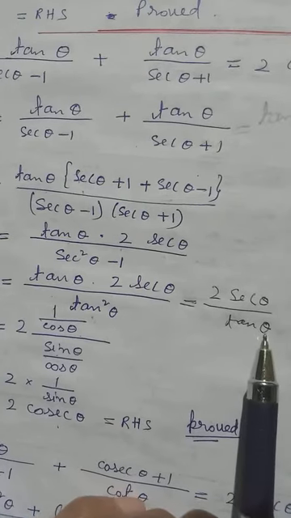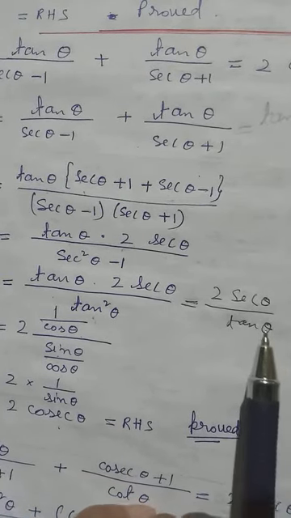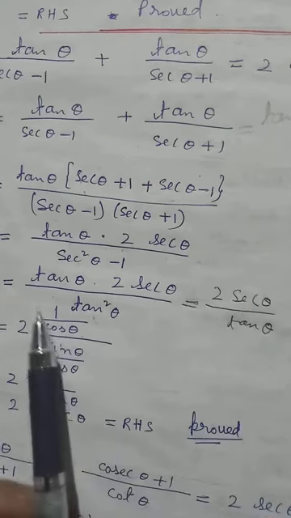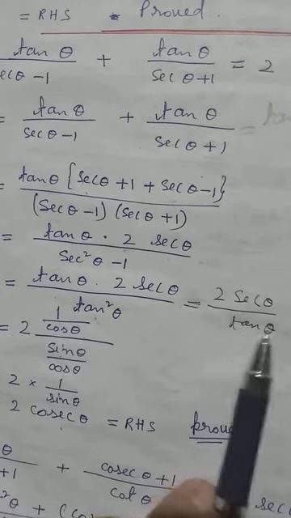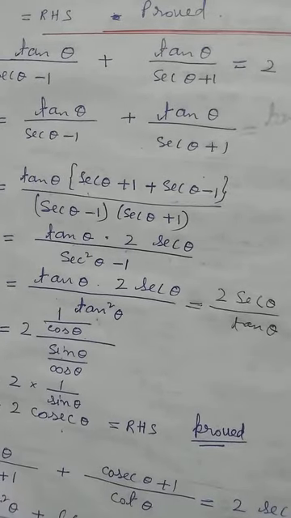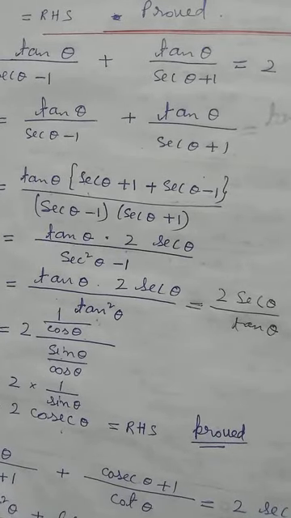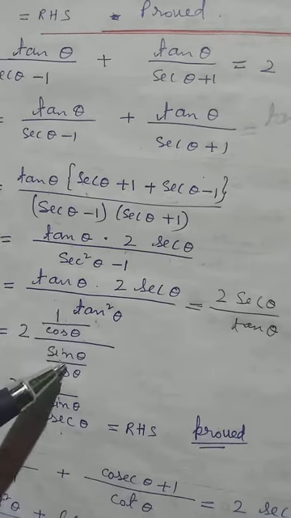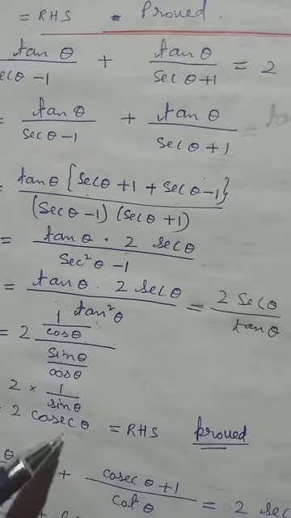But in the right hand side, we want cosec. So change everything to sine and cos. Sec, we know it is 1 by cos theta. Tan theta, we know is sine theta by cos theta. Cos theta, we can divide because both are in the denominator. We are left with 1 by sine theta, which is equal to cosec theta, equal to right hand side.